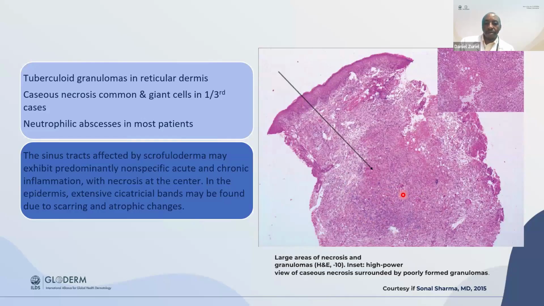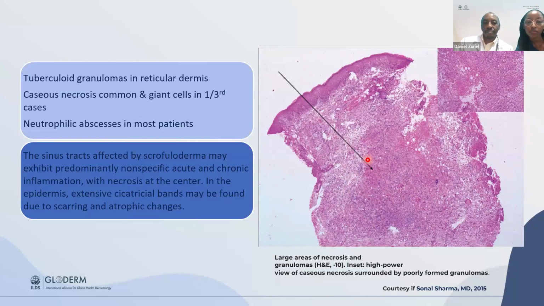When we look at high power, we see caseous necrosis surrounded by quite poorly formed granulomas. The granulomas are not going to be the classic well-defined granulomas. You're going to find neutrophil microabscesses in the majority or in a good number of these patients.